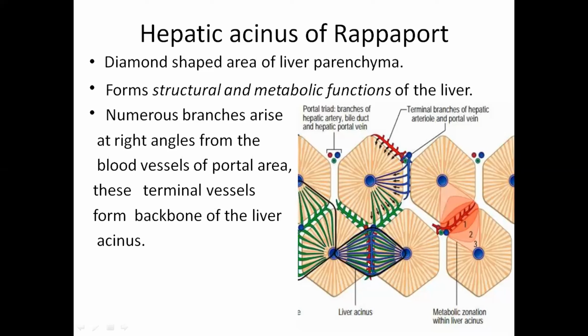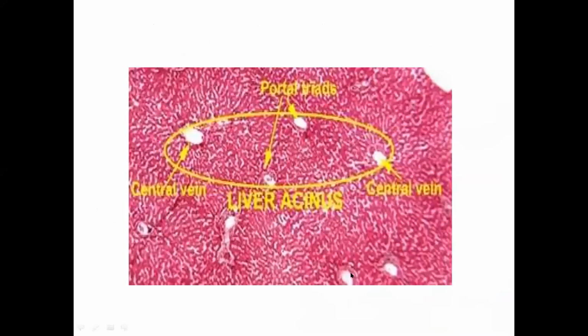And this acinus has 3 areas, 3 zones, which is based on its blood supply. First we look at the portal triad. Here is the portal triad. These are the central veins of 2 hepatic lobules. Here is the diamond shape. The blood vessels arise at right angles. These terminal blood vessels arising from the portal triads will form the backbone of this liver acinus.